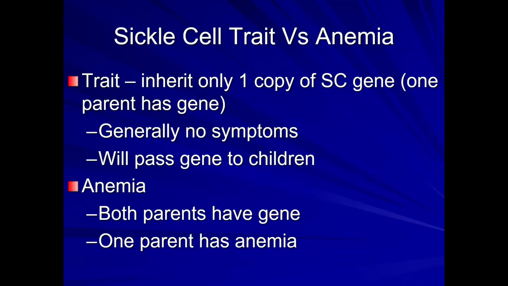The trait is inherited. One parent has to have one copy of the sickle cell gene to pass it to their children to basically be a carrier. If only one of your parents has it, you may be a carrier, you have no symptoms and you have no idea, but you'll pass that gene to your children. And if you are a man with the gene and your wife or female partner also has the gene, then both parents give that gene to the child to have sickle cell anemia.